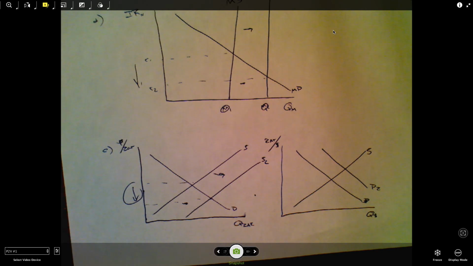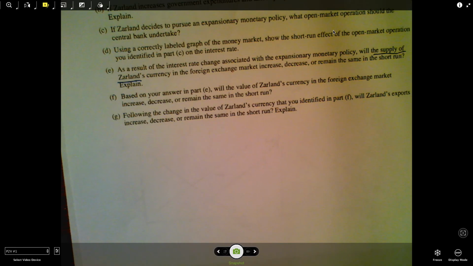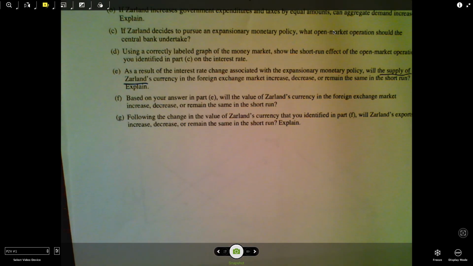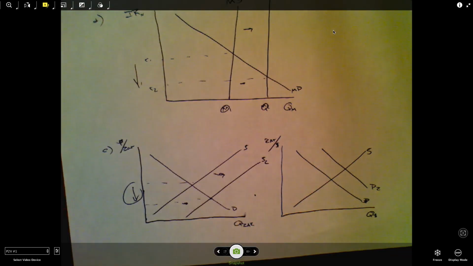Now we go to part F. Based on that answer, will the value of Zarland's currency in the foreign exchange market increase, decrease, or remain the same? Well, the value is decreasing. It is depreciating. It's exactly what we just showed on that graph.